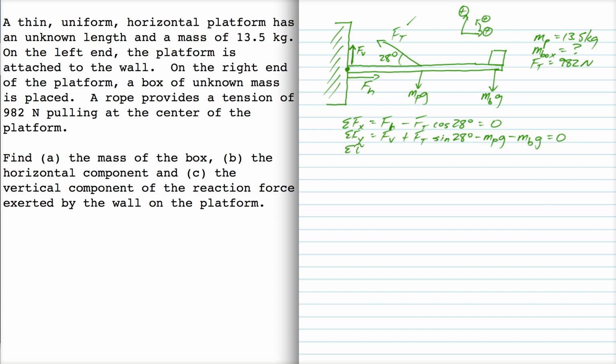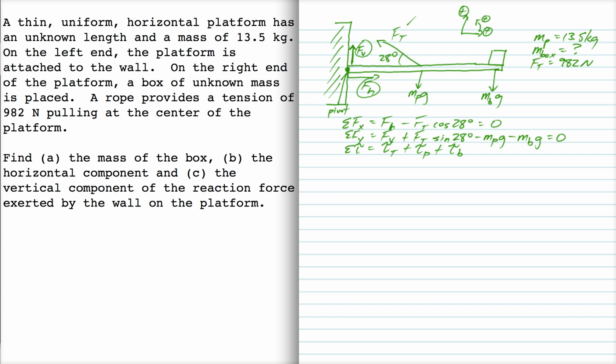And then the sum of all torques. I'm going to choose this here as my pivot. You don't have to, but you want to choose your pivot where you have the most unknowns. FV and FH are two of my unknowns, so I'm going to put my pivot there, which means the only torques in this problem are the torque due to tension, the torque due to the platform's weight, and the torque due to the box's weight. There is no torque due to the vertical reaction force or the horizontal reaction force, because the distance from the pivot to the point of application of those forces is 0.